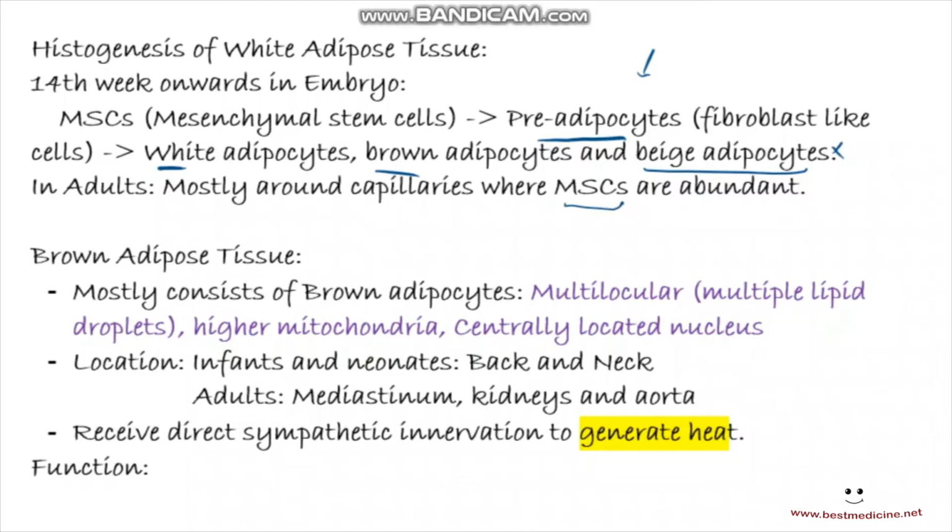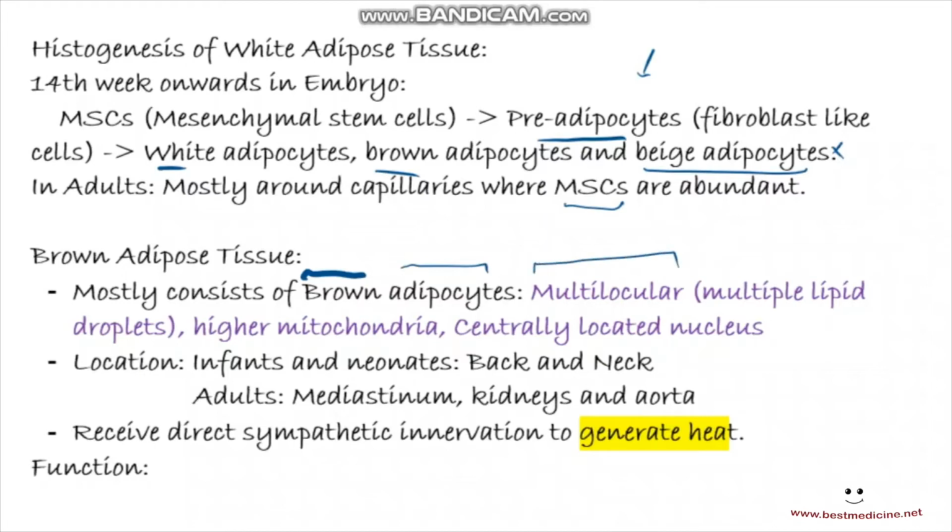Okay, so let's move on to the brown adipose tissue. So we said that there are mesenchymal stem cells that differentiate to form pre-adipocytes, and those pre-adipocytes form brown adipocytes. And those brown adipocytes, groups of those brown adipose cells, make this brown adipose tissue. Now, the difference between brown and white adipose tissue and their cells is that their cells, the brown adipocytes, are not unilocular, they are multilocular.